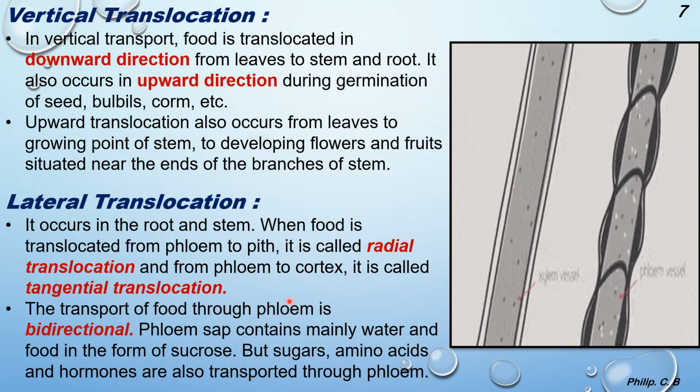The transport of food through phloem is bidirectional, as you can see in this particular image, as it is going upward as well as downward. So it moves either way. Phloem sap contains mainly water and food in the form of sucrose, as we learned earlier as well, but sugars, amino acids and hormones are also transported through the phloem. So along with the food, which is the major thing transported through the phloem, certain sugars, amino acids, hormones are also transported to the various parts of the plant.